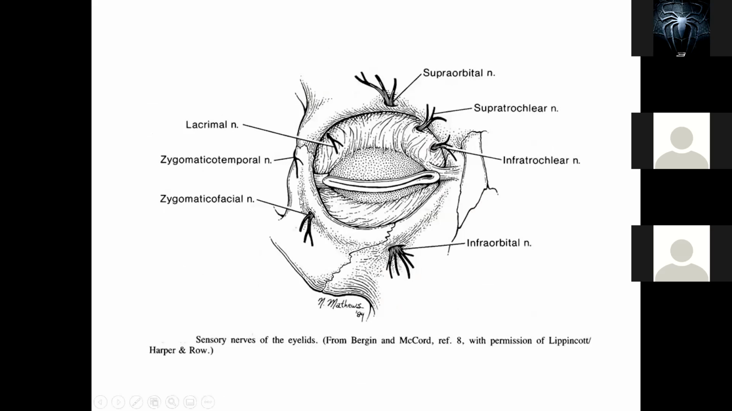Now, if you're looking at the anterior aspects of the orbit, there are a number of nerves that give sensory innervation to the eyelids. Okay, quite a number of them, about 6 or 7 or so. We have the lacrimal nerve, the zygomaticotemporal nerve, the zygomaticofacial, the infraorbital, infratrochlear, supratrochlear, and supraorbital. So all of these are responsible for the sensory innervation. That is, the ability to feel touch on the eyelids is due to the presence of these nerves listed here.